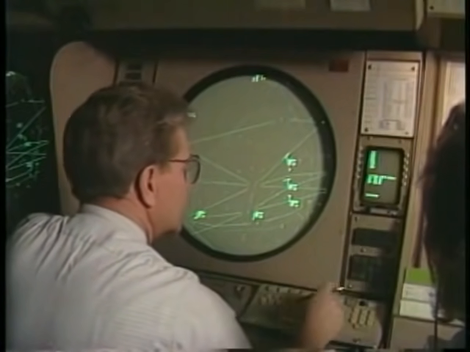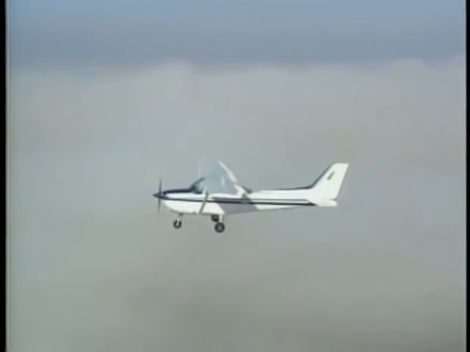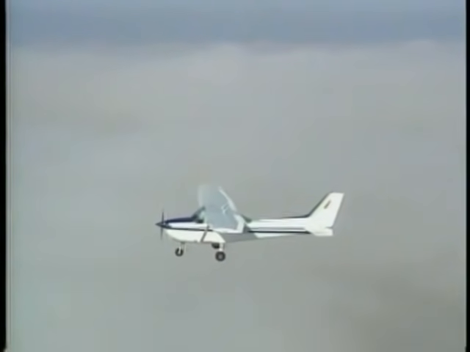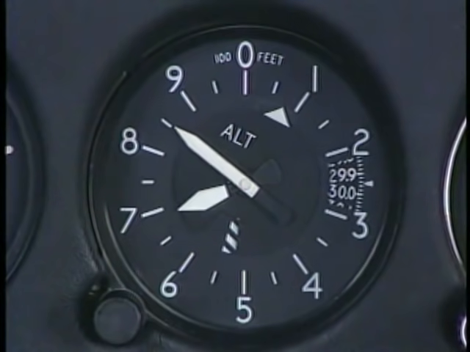While in radar contact, there are certain reports listed in the Airman's Information Manual which you should make to ATC. For example, you should let ATC know when you are leaving an assigned altitude for a newly assigned altitude, and any time you're changing altitudes when VFR on top.